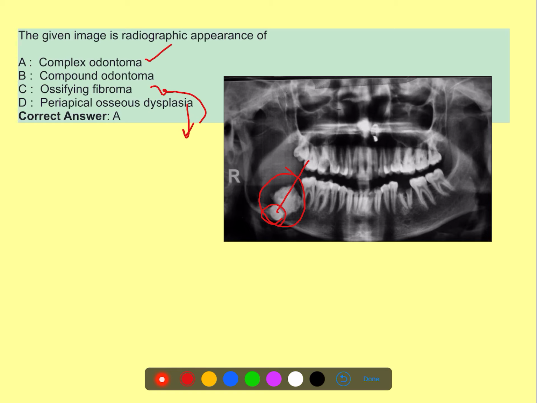If it is a small radiopacity where you can see structures like enamel, dentine and pulp, you can go with the option of compound odontoma. But for this radiographic view, it is a complex odontoma.